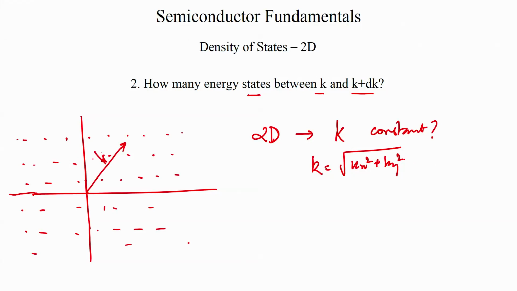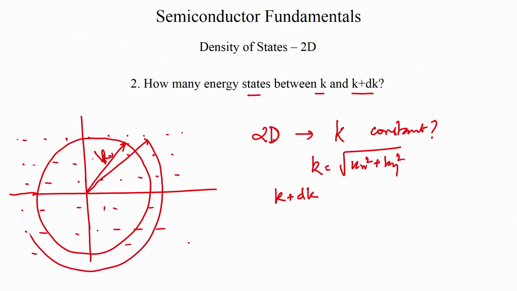So if I keep the radius as K and I connect all the points that have a constant radius K, it's a circle. And what about K plus dK? It's another circle which has got a slightly larger radius. So these are 2 concentric circles, and we want to know how many states are there between K and K plus dK. So we are interested in the number of states in this little ring here.